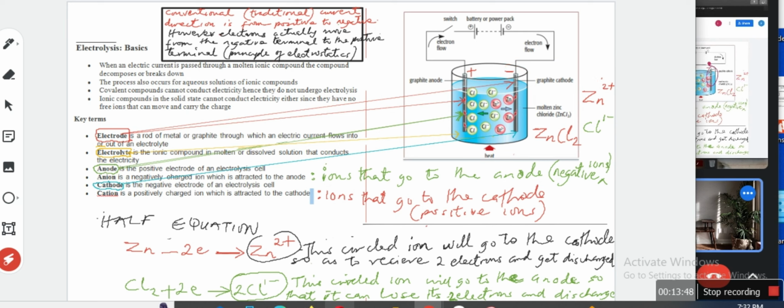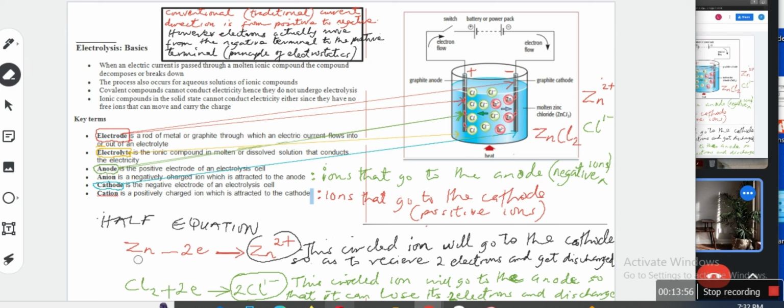Opposites attract. I told you about half equations because you will apply it here. So zinc will lose 2 electrons to become what? Zinc 2 plus, so it's positively charged. Chlorine will do what? Gain electrons to become 2Cl minus.